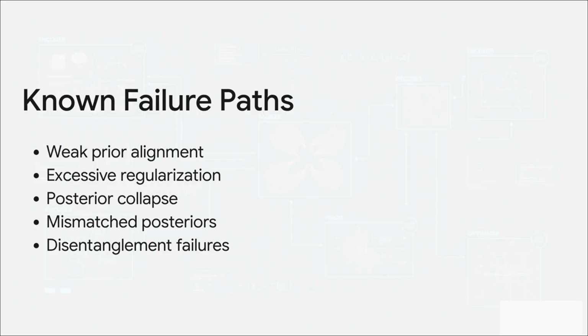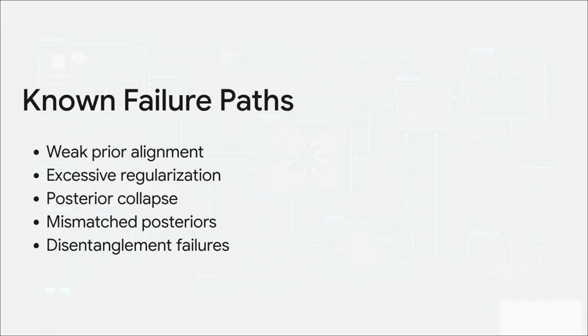First is weak prior alignment. If the KL pressure is too low, the latent space fractures into fragmented territory. If you try to sample from it, you just get pure garbage. On the flip side, excessive regularization happens when KL pressure is too high. This completely washes out the input details, giving you super blurry outputs.